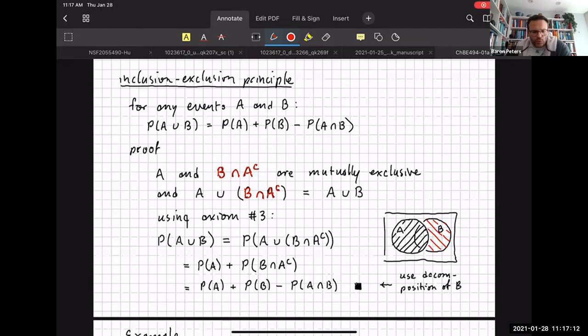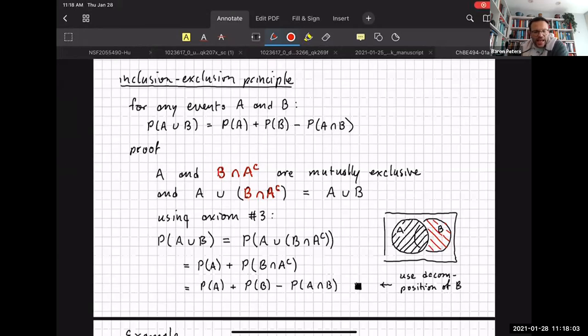Most of the things that we're going to prove in this class are probably three or four lines, and they're not very difficult. So we know that event A and event B intersection A complement are going to be mutually exclusive events. So we can write down that A union (B intersection A complement) is the same as A union B. You can see that you have event A, and in red you have the event B intersection A complement. So that is the entire event A union B. If I add those two together, they are by construction mutually exclusive events.